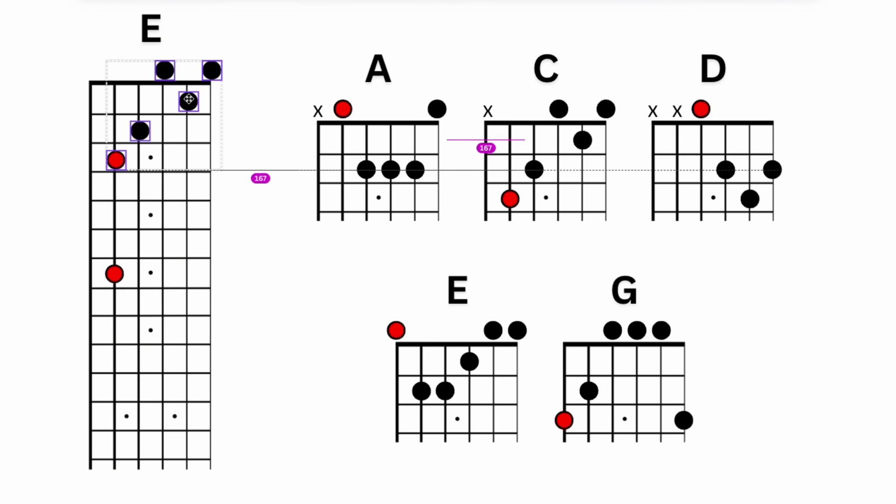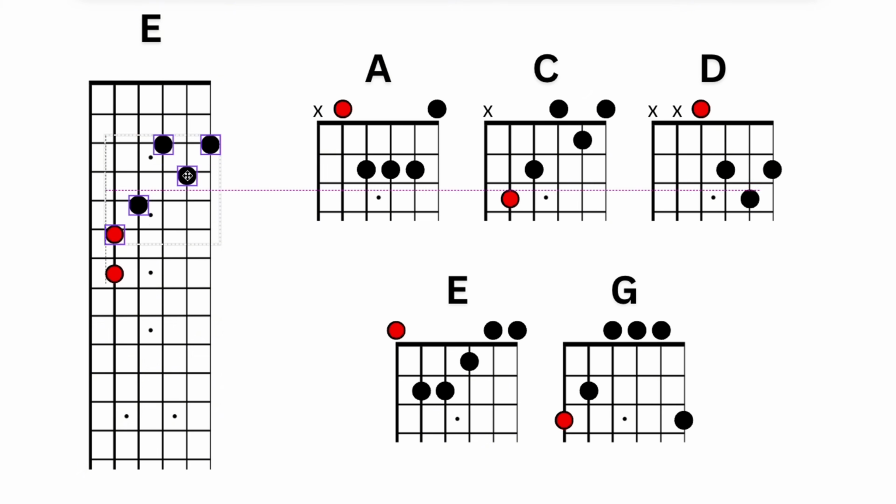I'm going to move it over here. That's a C chord, right? Well, we follow the alphabet, A, B, C, D, E. This is how the fretboard works.